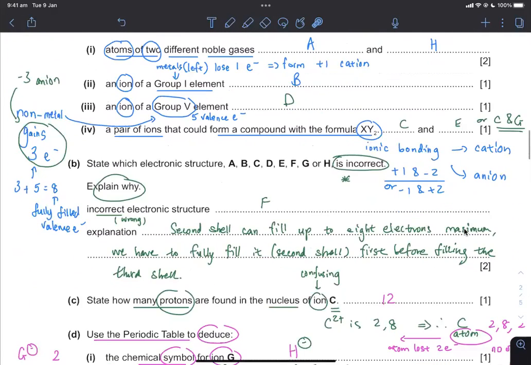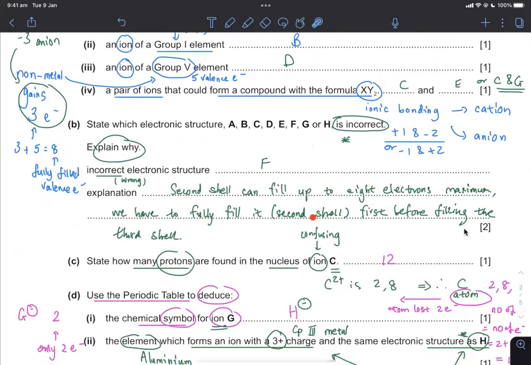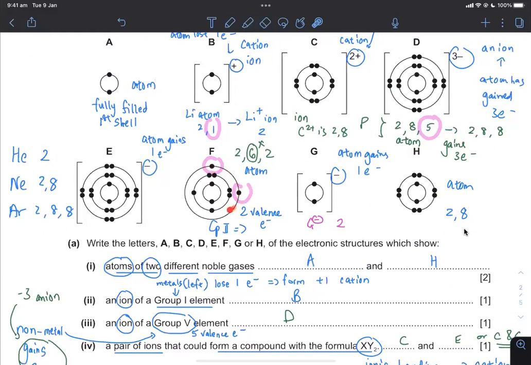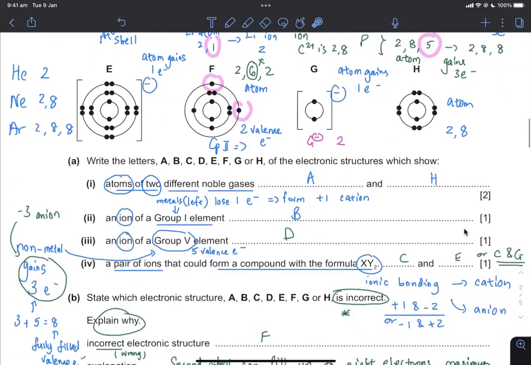All right. So yeah, you have to fully fill the second shell before filling in the third shell. So your problem was you did not mention that this one is already filling the third shell before fully filling up the second shell. So all of you mentioned the second shell is not fully filled. But I can also say all the second period elements except for neon don't have a fully filled second shell, and there's nothing wrong with that. So make sure you focus on what is wrong: the third shell was filled before you filled up the second shell completely.